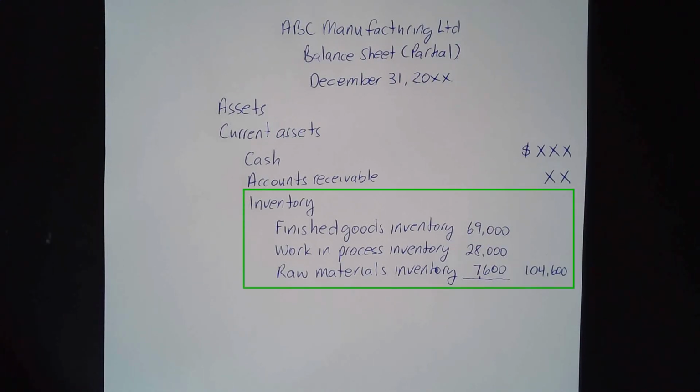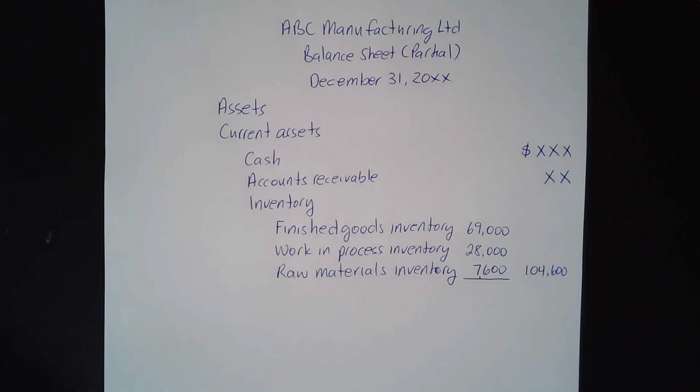Under that heading, we would start with Finished Goods Inventory, $69,000, which of course was the ending balance. Moving on to Work in Process Inventory, $28,000, also the closing balance, and finishing off with Raw Materials Inventory, $7,600, the ending balance. This total, $104,600, would be part of the current assets on the balance sheet for ABC Manufacturing Limited. We've now covered the income statement and the partial balance sheet from a manufacturing firm.